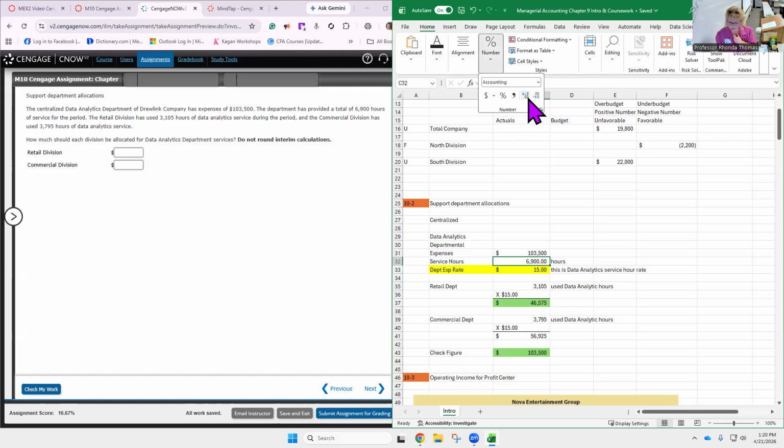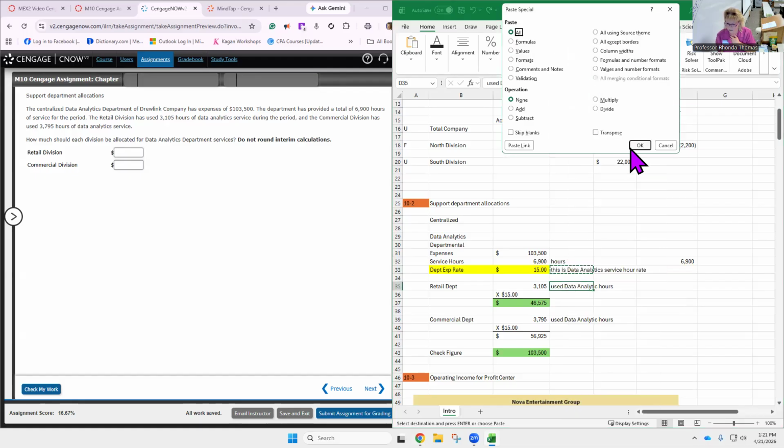Okay, so let's get rid of those. Then I want to add these together, just to double check that number is correct. So I got 3105 plus 3795. Those are the data analytics service hours. So we have to figure out how to allocate expenses for this data analytics department over two other departments. And we're going to do that by using the number of hours that they worked. Okay, put this in. All right.